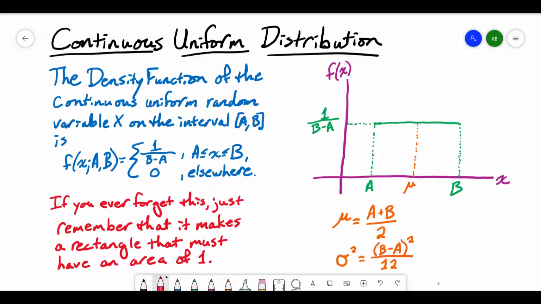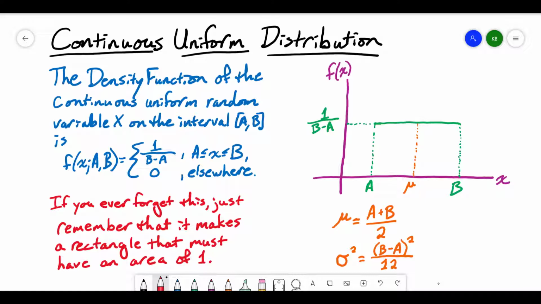The first distribution we're talking about is the continuous uniform distribution. So for the continuous uniform distribution, we have a density function for a continuous uniform random variable on an interval, a closed interval from a to b. And this density function is 1 over b minus a over that entire interval. So what this results in, if we graph this density function, is just a horizontal line between the value of a and b for our random variable.